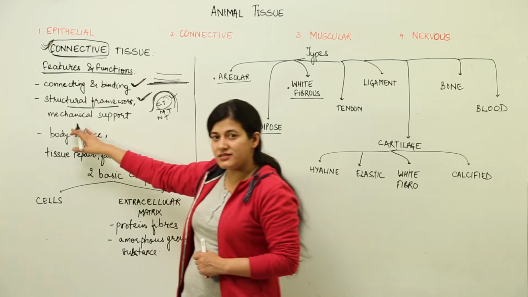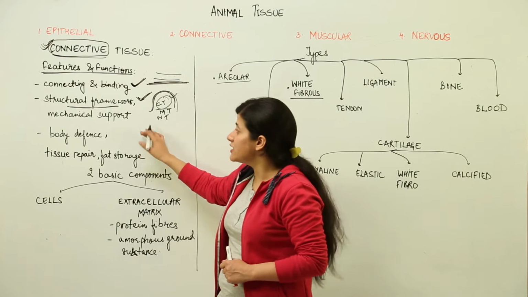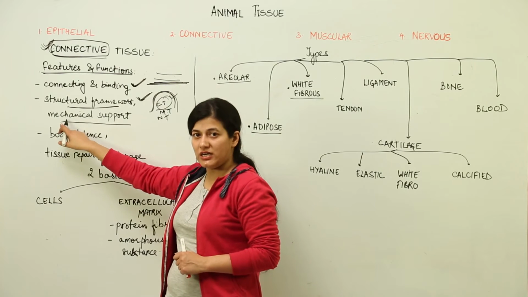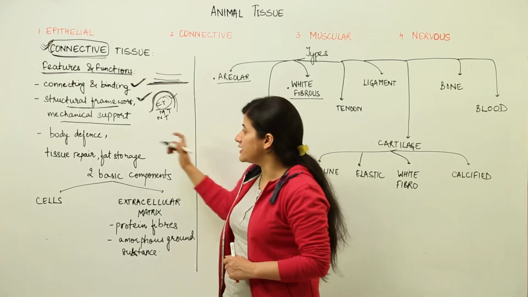Then it also provides the mechanical support, as in the case of bones and cartilages, they are for mechanical support. The names that I am taking, like bone, cartilage, areolar tissue, these are types of connective tissue only, which we are going to discuss later on.